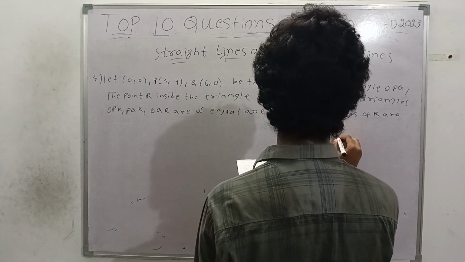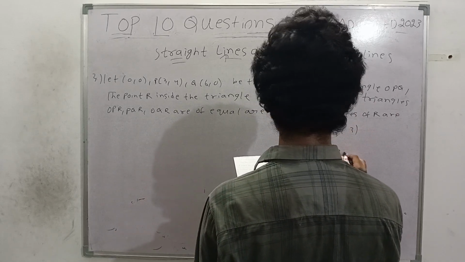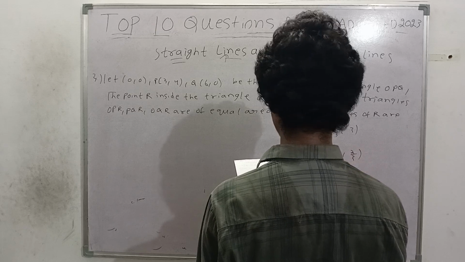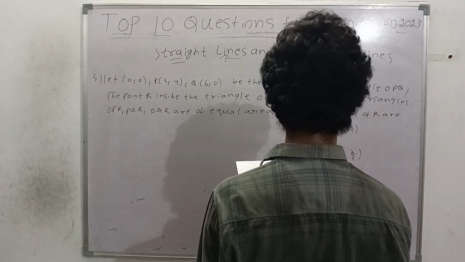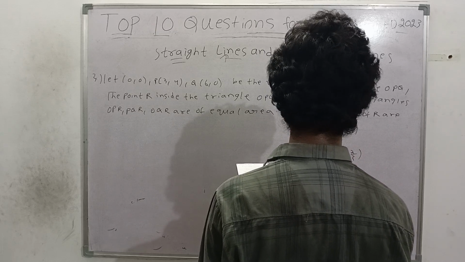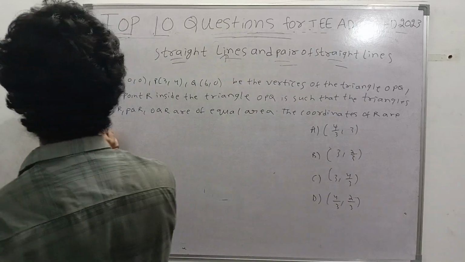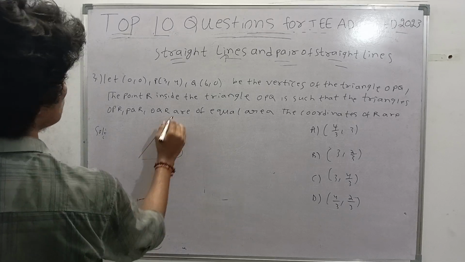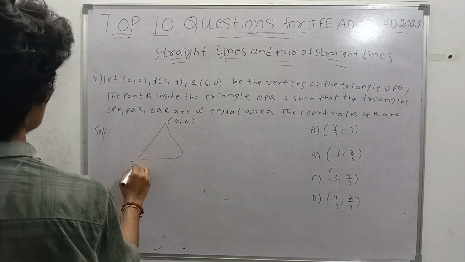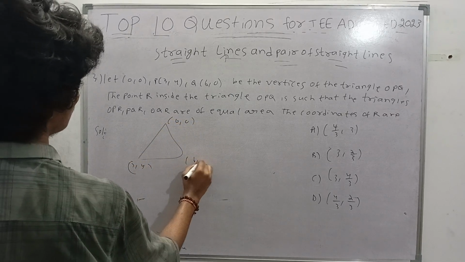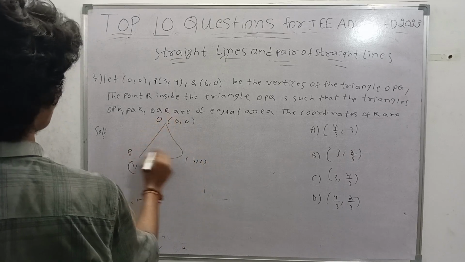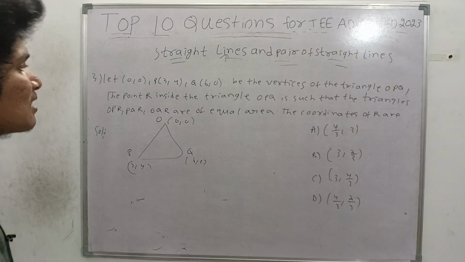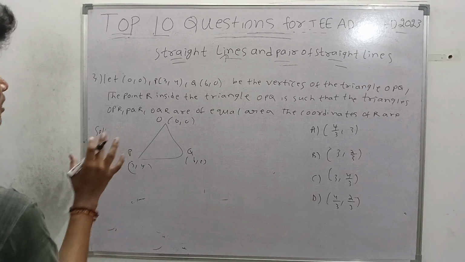A is 4 by 3, 3; B is 3, 2 by 3; C is 3, 4 by 3; and D is 4 by 3, 2 by 3. Now we have to solve this. This is a very simple question. They have given three points O, P, Q: (0, 0), (3, 4) and (6, 0), and they are saying these are the vertices of the triangle OPQ.